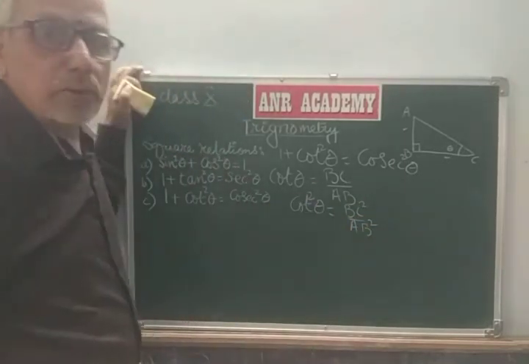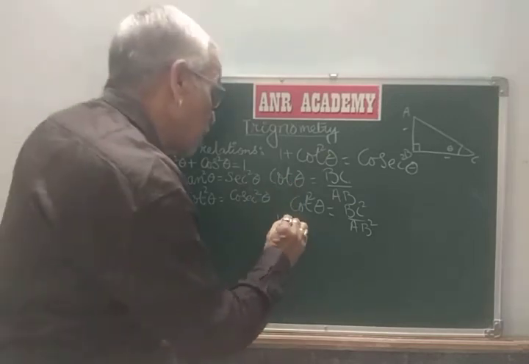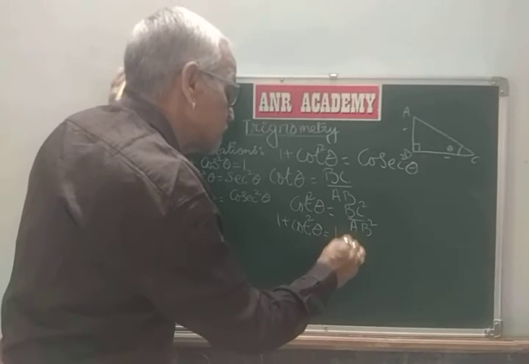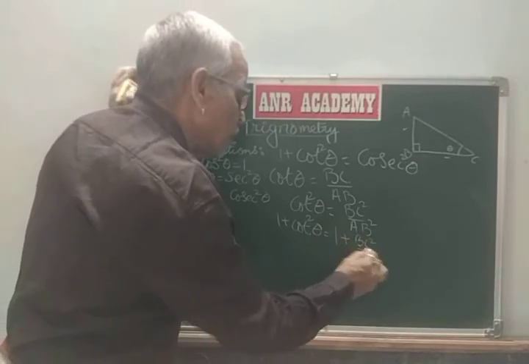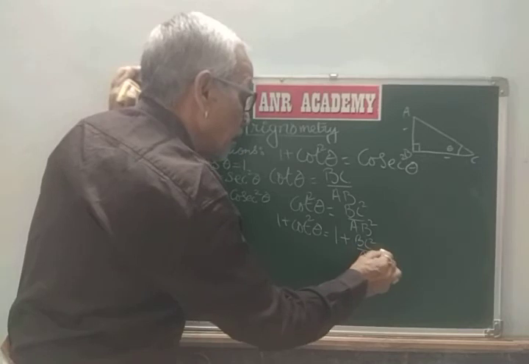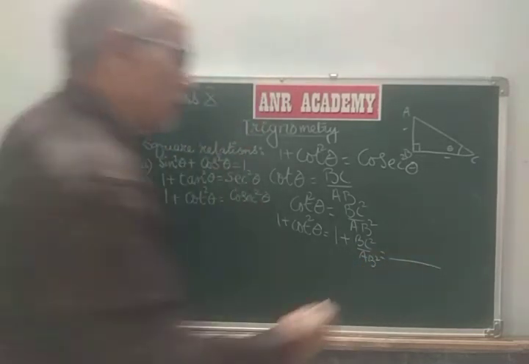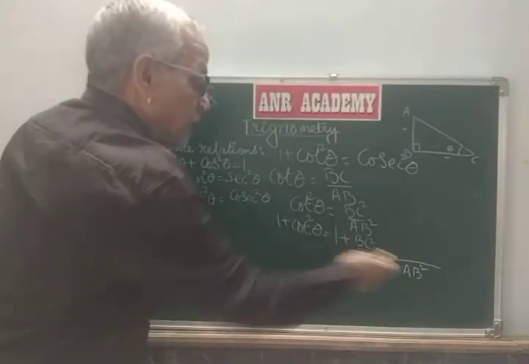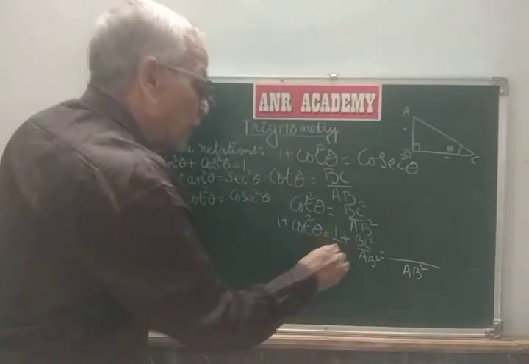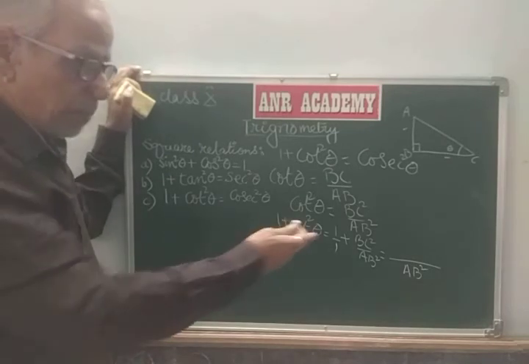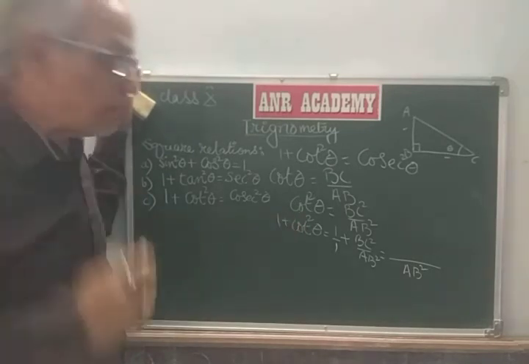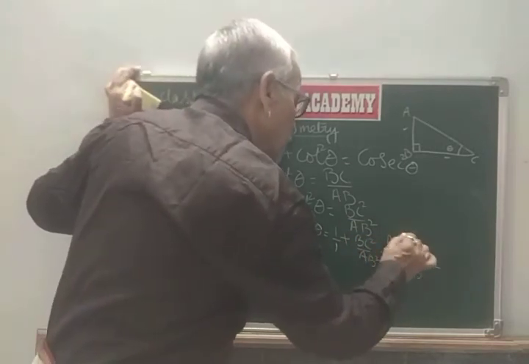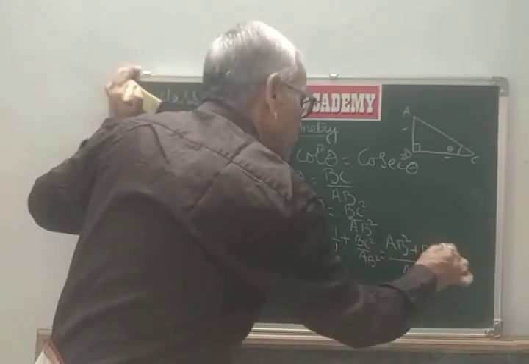Let us add 1 to both sides. 1 plus cot square theta is equal to 1 plus BC square by AB square. And what will be your LCM? AB square. LCM divided by denominator 1 is AB square divided by 1, that means AB square, into 1. AB square plus BC square.